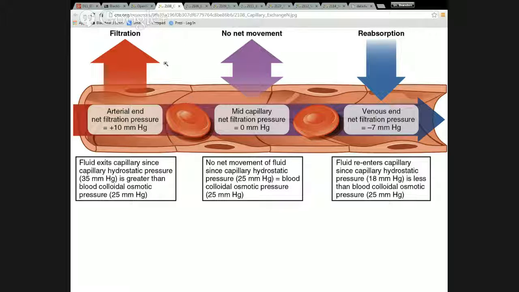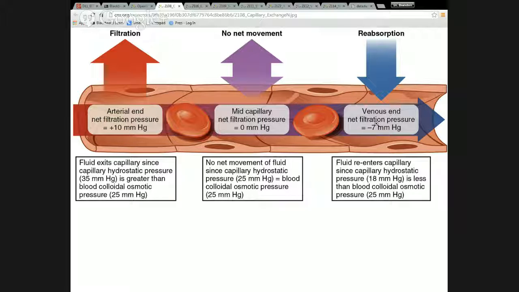So at the arterial end, the blood pressure is about 10 millimeters of mercury higher than the osmotic pressure. At the venous end, the osmotic pressure is about 7 millimeters of mercury higher than the blood pressure, or blood is 7 millimeters of mercury less. Those two differences, a positive blood pressure difference on this side causes filtration, and a negative blood pressure difference on the other side allows for reabsorption. So nutrients that are in your blood can get into the surrounding tissue, and waste products that are in the surrounding tissue can get back into the blood. That's the basis of the movement of those two things.